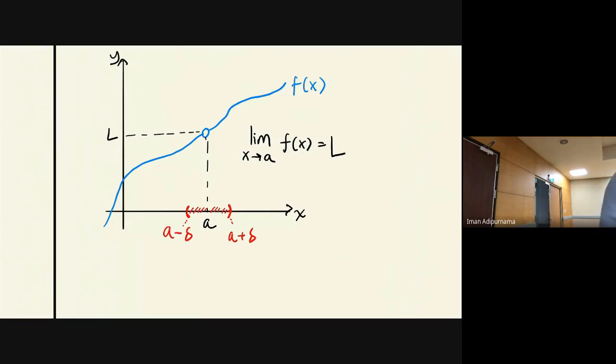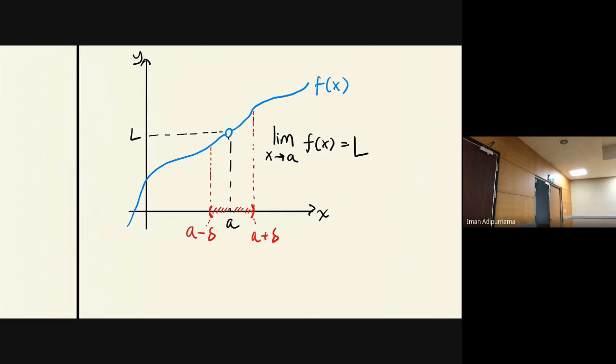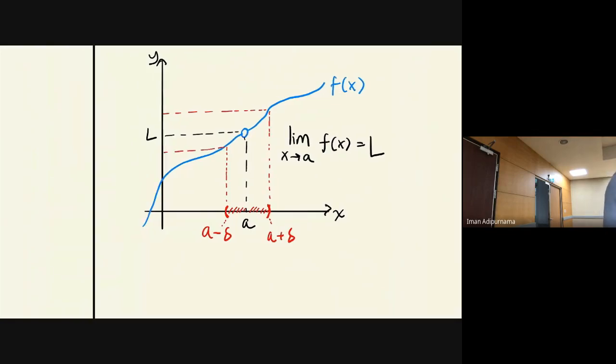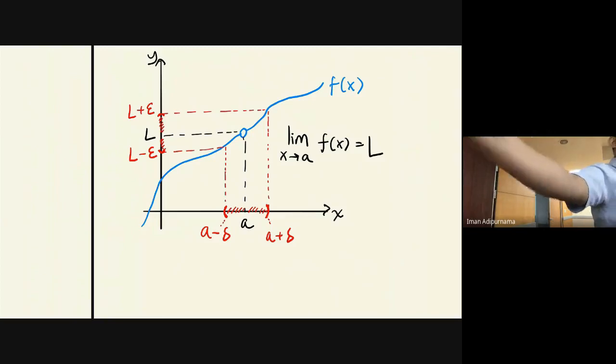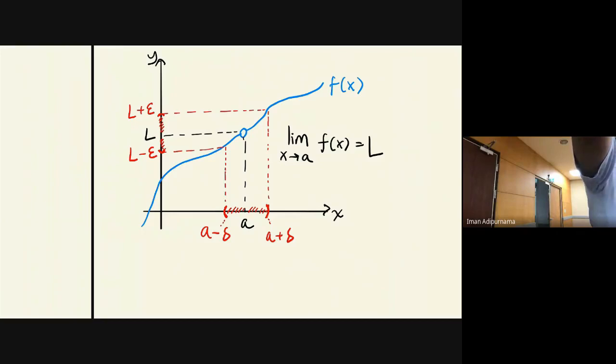Because of this distance, it also affects the value of the function, or in this case, the limit, right? And epsilon is the distance between L and some value. So L plus epsilon, and this is L minus epsilon here. So you have the interval around here. When you move your x, you move your delta, it will change your epsilon, right? When you move the delta to the far left, your epsilon goes down, and when you move to the right, it goes up. It will affect the value. So there is a relation between delta and epsilon.